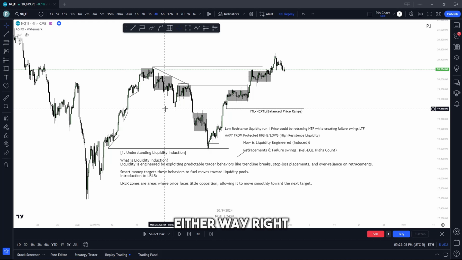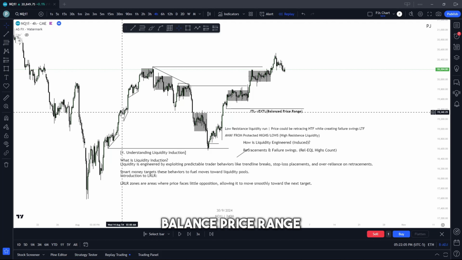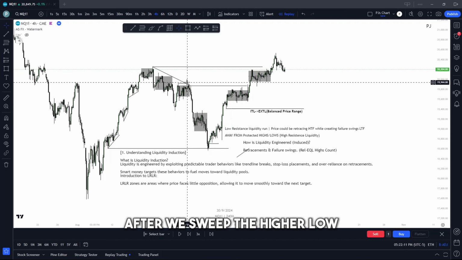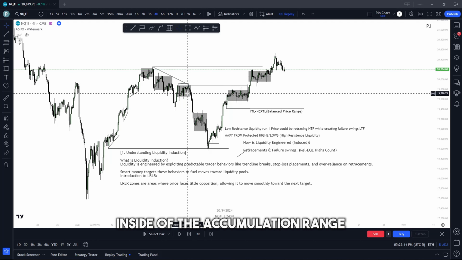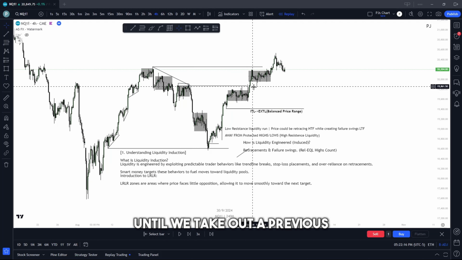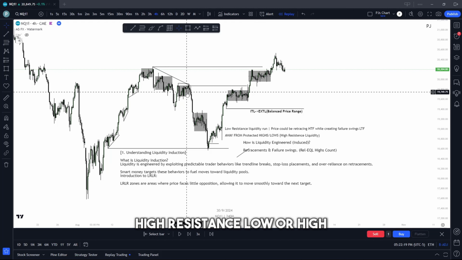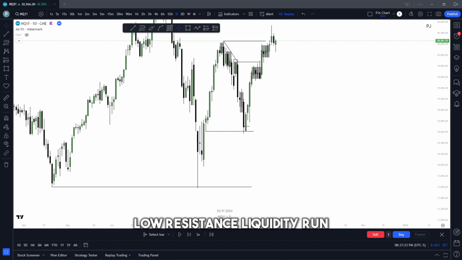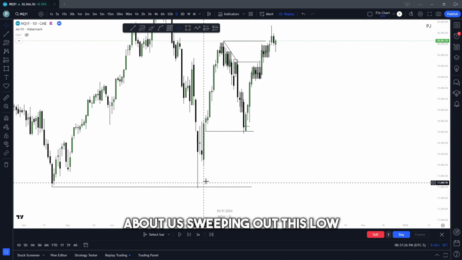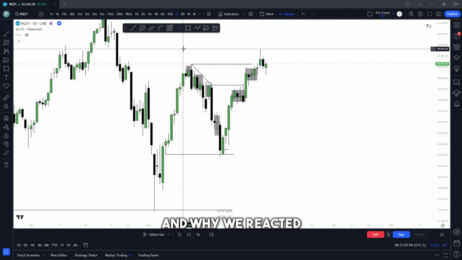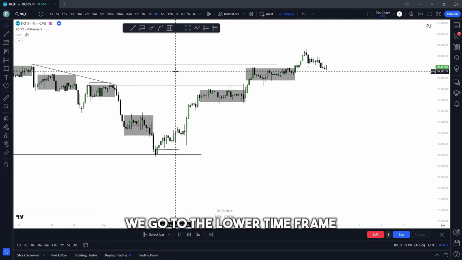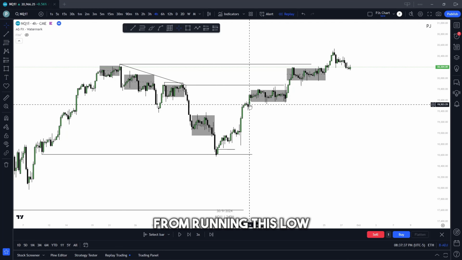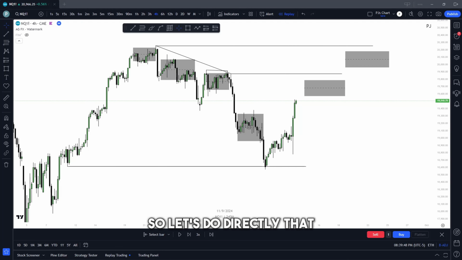Either way, using this previous down closure, balanced price range as support higher, we'll go inside of a lot of these accumulation ranges after we sweep the high or low, because you don't want to trade inside of the accumulation range. You want to wait until we take out a previous high or low, create a high resistance low or high, and then draw into our low resistance liquidity run. We've talked previously about us sweeping out this low and how we reacted and why we reacted, and understanding that, we go to the lower time frame and we'll understand this piece of price action from running this low into this piece here. So let's do directly that.